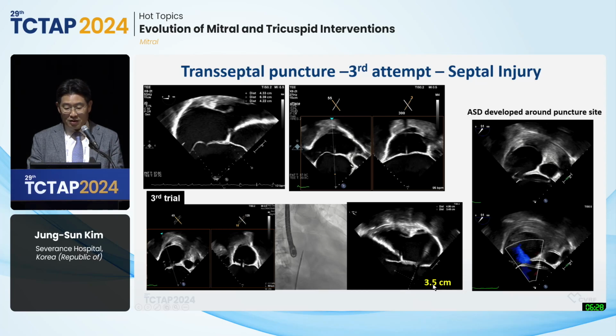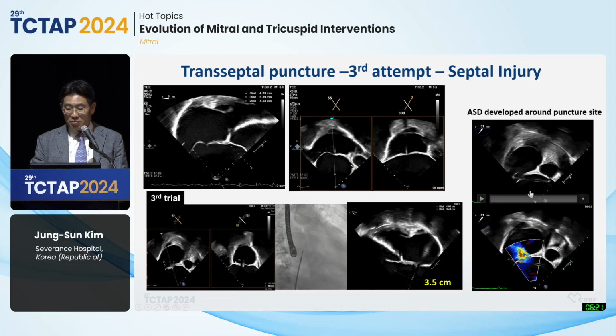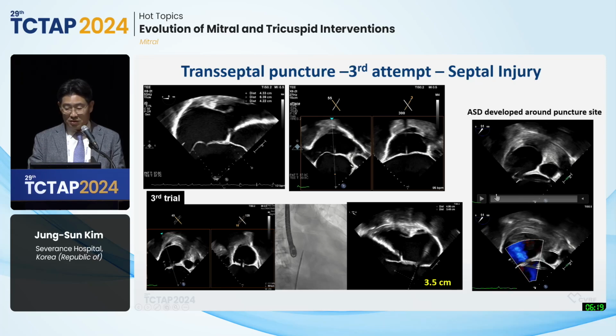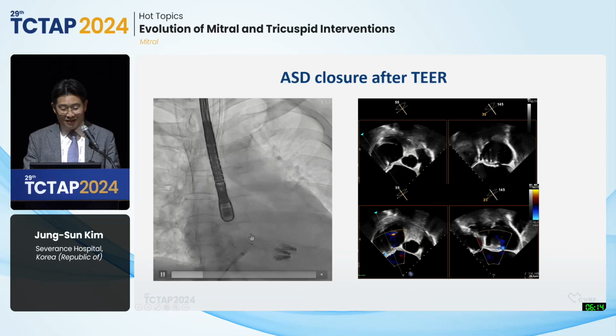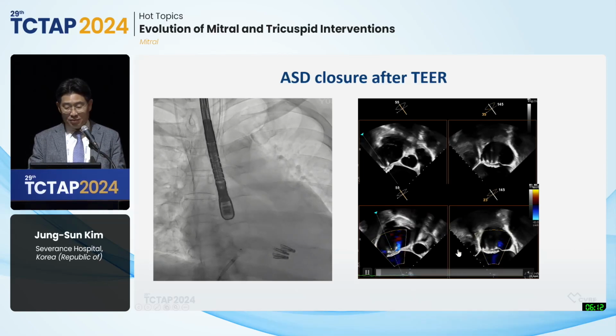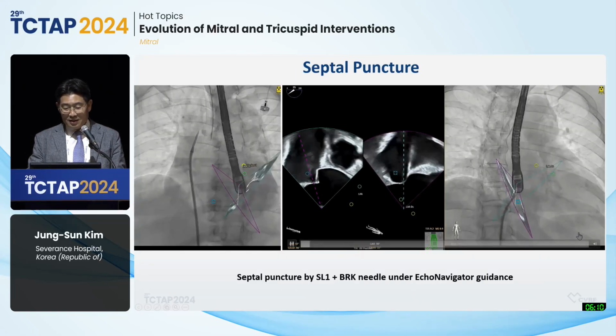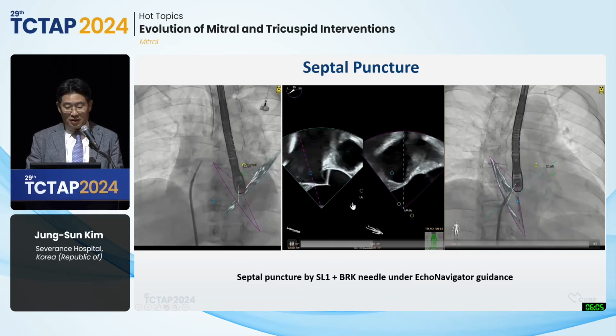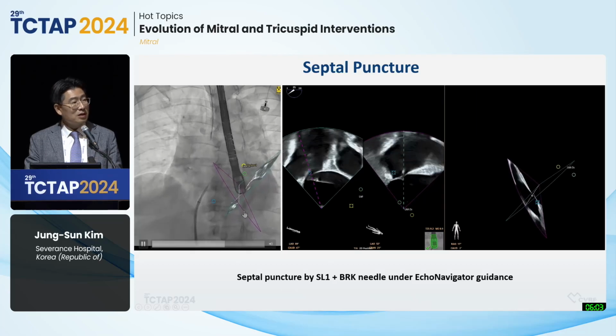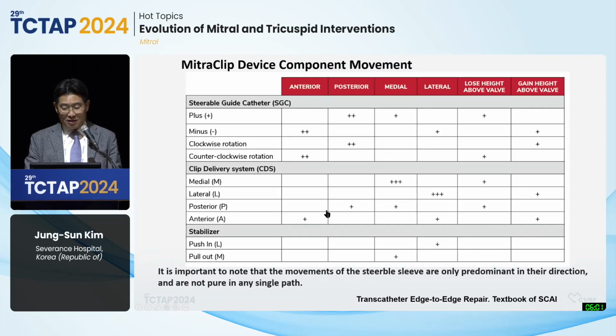So finally, we could get 3.5 centimeters, and the other issue is that an atrial septal defect occurred. So finally, we put 3 clips and then fixed it with the ASD device in this case. The other thing is the echo navigation system, which is quite useful to apply the optimal puncture site, especially in fluoroscopy, as you can see here. Also, the other thing is that the MitraClip device is only available in Korea.